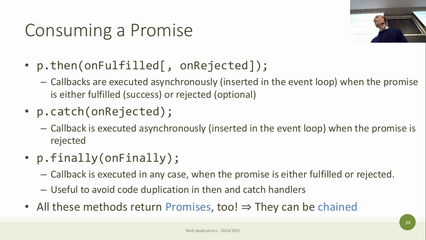In any case, you have something to do. Either you take the code in finally and you put it both in then and catch, or you just have a place like the finally where you put this code to be executed at the end. Like you need to close the database, you need to close the file, whatever. Something that has to be done in any case, okay? All these methods return promises too. They can be chained.